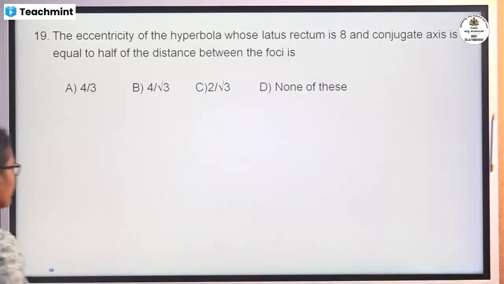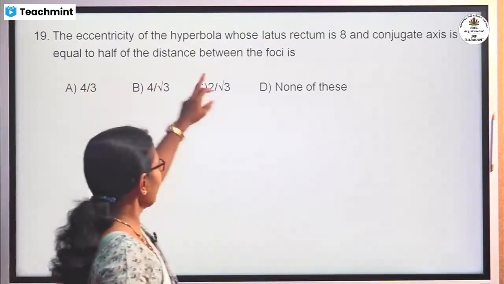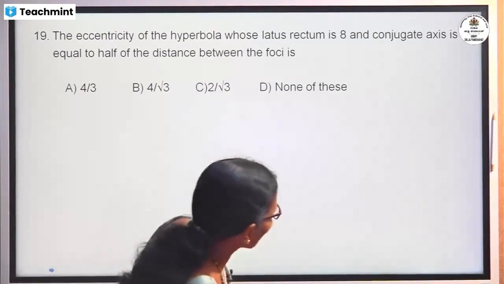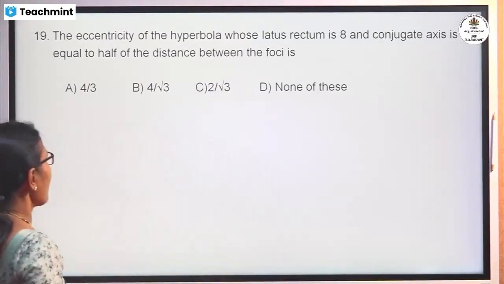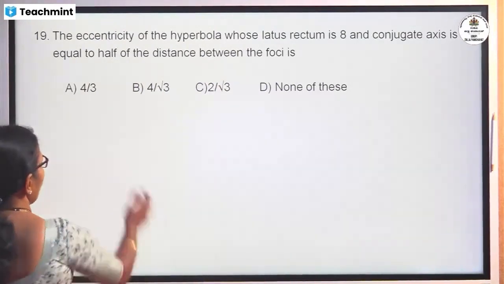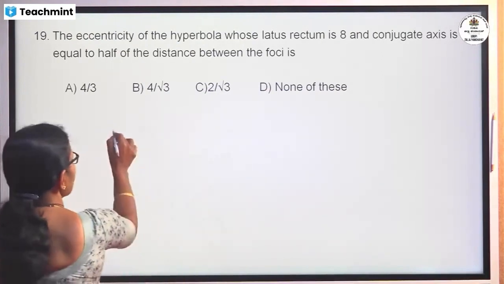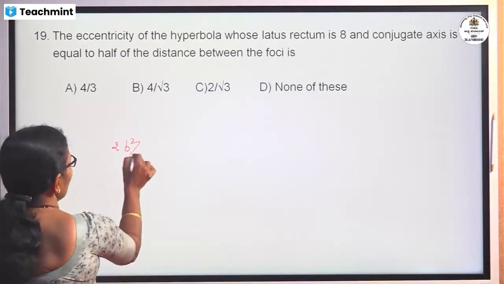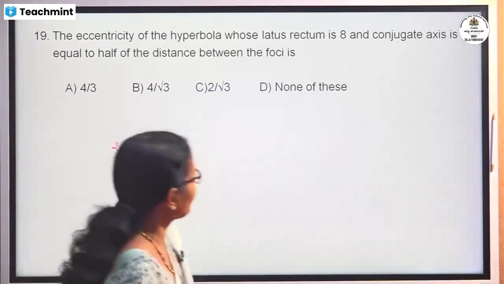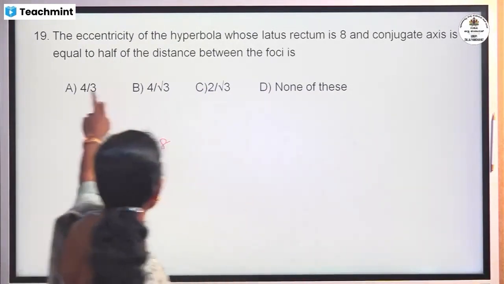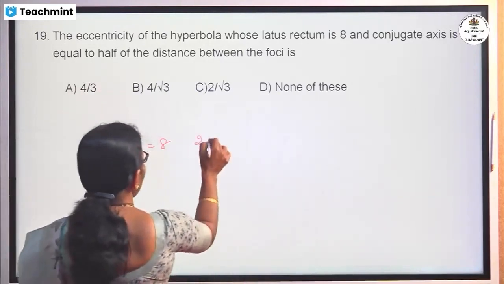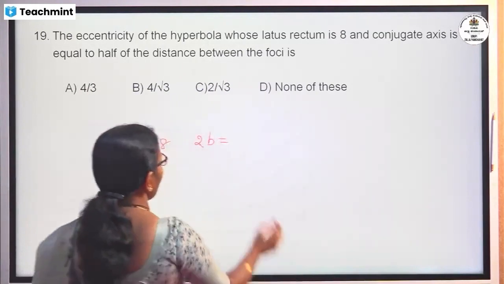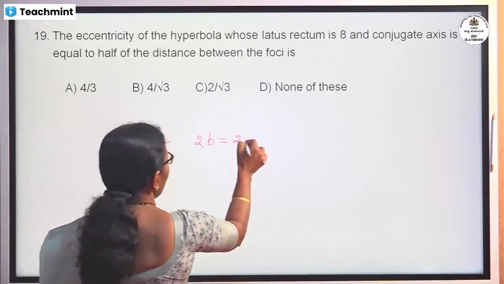Move to next question. The eccentricity of the hyperbola whose latus rectum is 8 and the conjugate axis is equal to half of the distance between the foci. Latus rectum of the hyperbola means 2b square by a. 2b square by a is equal to 8, and the conjugate axis, conjugate axis means 2b, is equal to half of the distance between the foci.